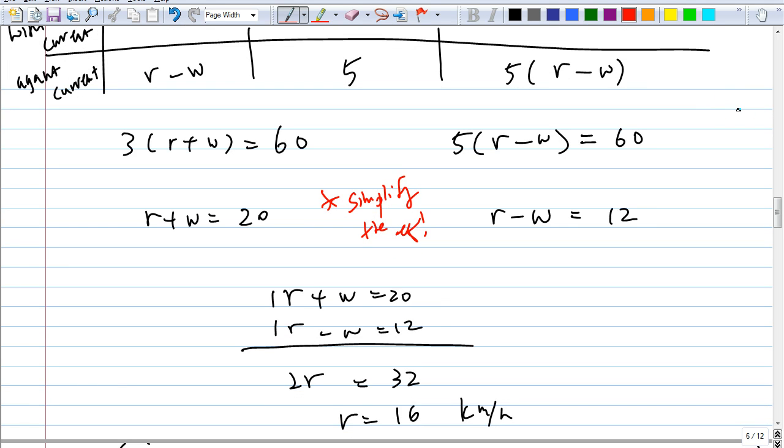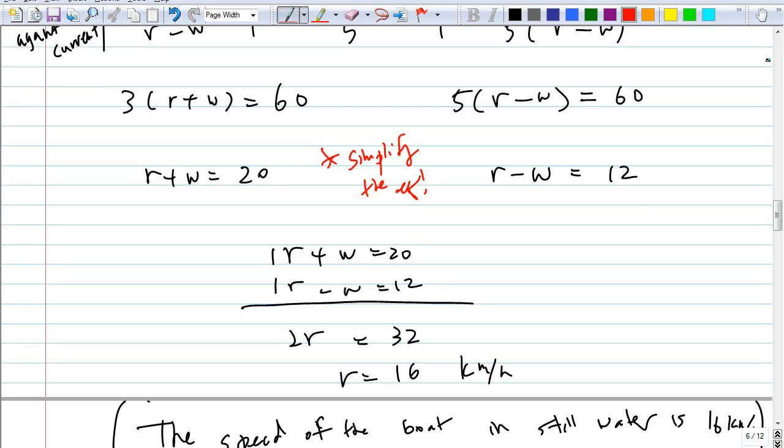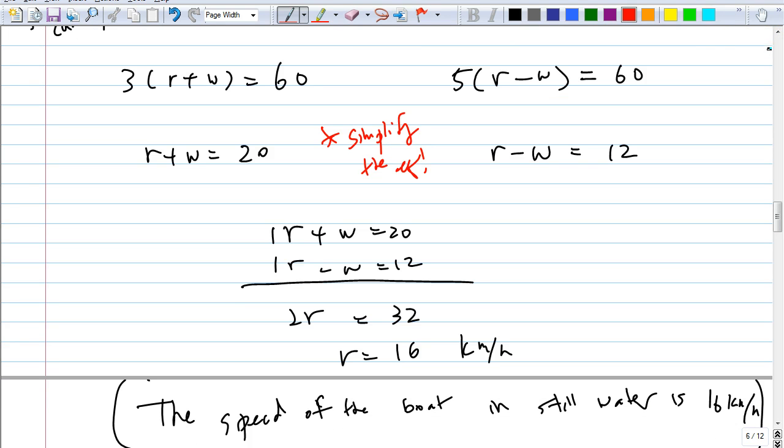How many people got 16 for the rate of the boat? Very good. That's all we wanted, but if they asked for the rate of the current, could you figure it out? What would it be? 4. You plug it in. R plus W is 20, R minus W is 12. Does that make sense? Yes. Again, how many people got this? Easy. All right. Good.